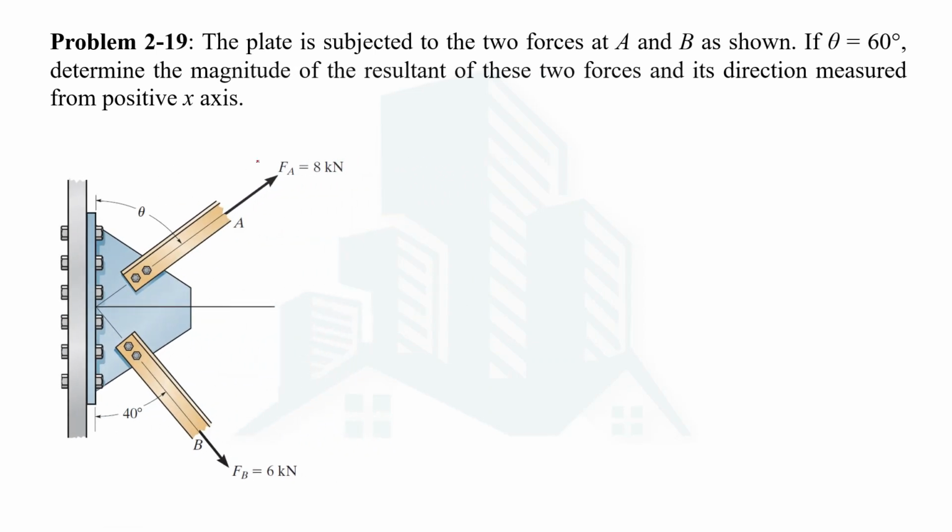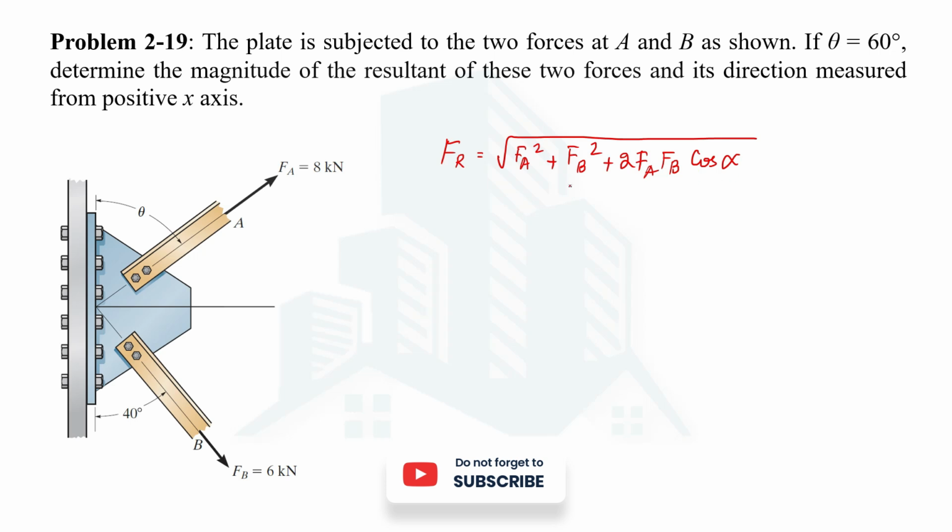For determination of magnitude, we will be using the cosine law. For that, the resultant is calculated by the formula Fr = sqrt(Fa² + Fb² - 2 Fa Fb cos alpha), let's say. Alpha here is the angle between these two forces, I mean this angle. This angle is not directly given, but we can calculate it.